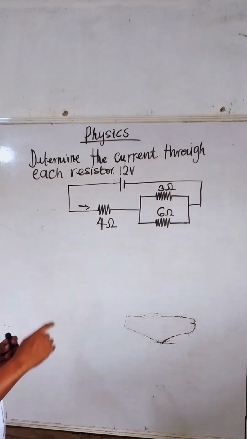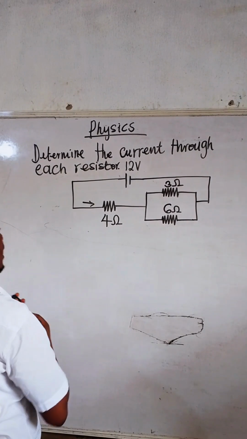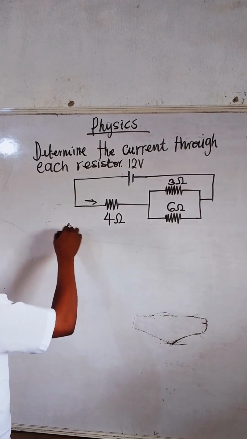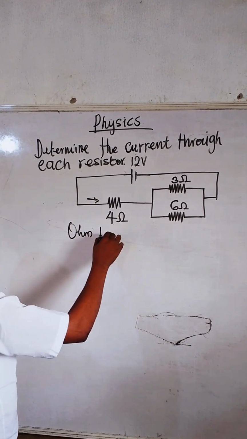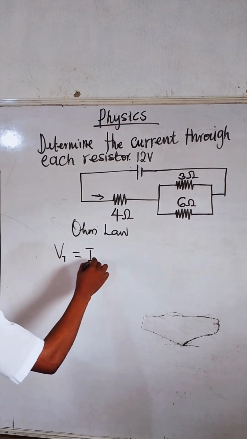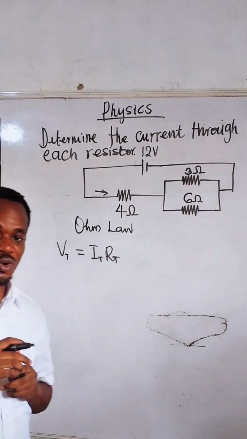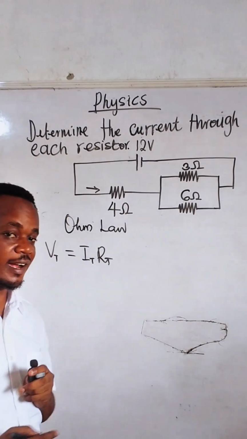Determine the current through each of the resistors. So according to Ohm's law, V is equal to I total R total. That is according to Ohm's law, V is equal to IR.